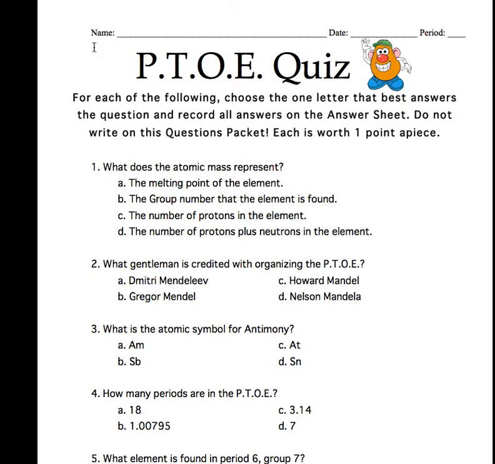For each of the following, choose the one letter that best answers the question and record all answers on the answer sheet. Do not write on your question packet in any way, and each question is worth 1 point apiece unless otherwise noted. Now, I'm going to be reading through these questions at a normal pace.